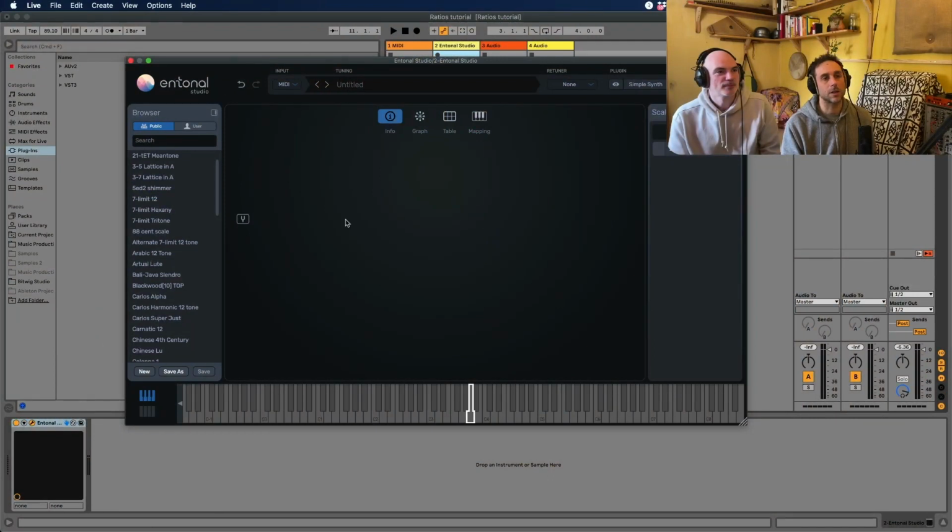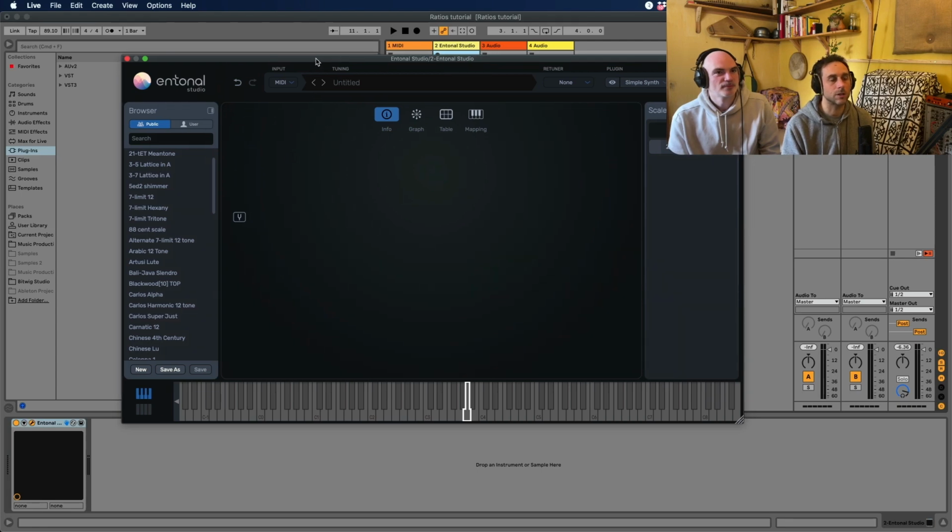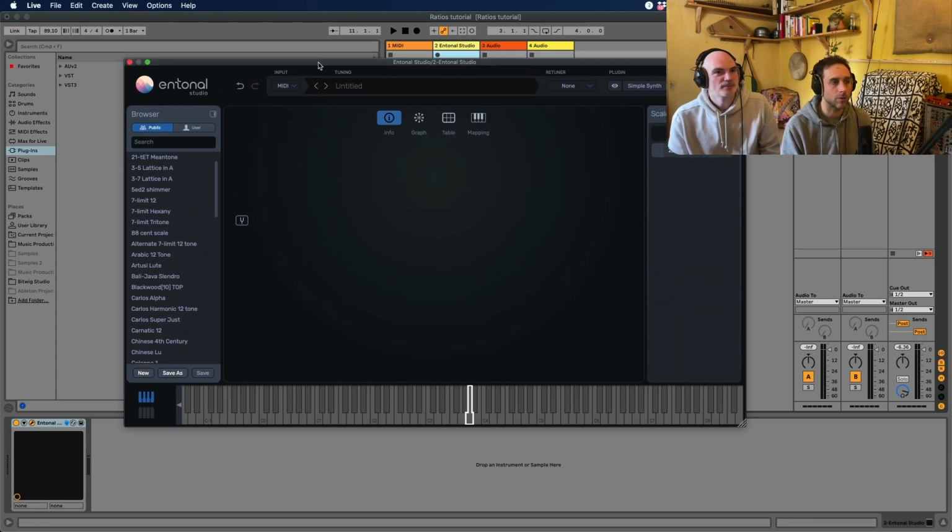So let's go. I've got Ableton Live here, and I've got Entonal Studio loaded within it. This is the instrument version of Entonal Studio, just for simplicity, so we don't have to do any routing. We're using the internal synth that comes with Entonal Studio. It's called Simple Synth. What I've got here is a blank canvas. So I've just created a new empty scale.